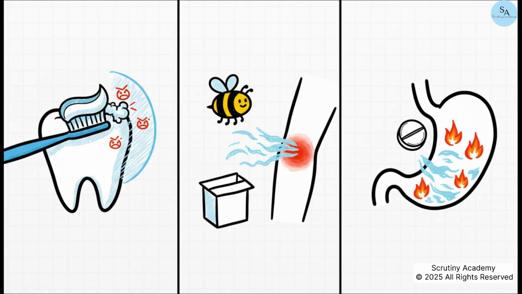You know tooth decay? It starts when bacteria create acid in your mouth, dropping the pH below 5.5. That's why your toothpaste is basic, to neutralize that acid. Or that painful bee sting, it's injecting acidic venom. So applying a mild base like baking soda can help relieve the pain. And indigestion? That burning feeling is from too much stomach acid, which is why antacids work. They're just mild bases that neutralize it.